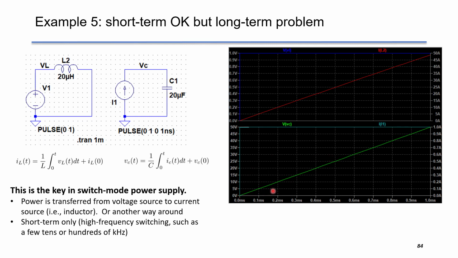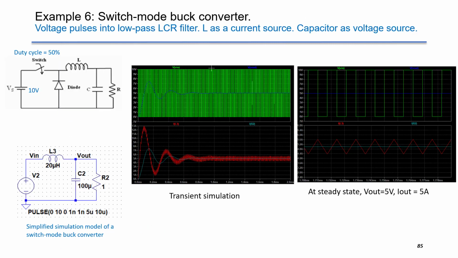For short term, it should be okay, but as time goes by, the values of the inductor current and the capacitor voltage will go up and become unrealistic. So for short term, this is okay. This is the key point in the design of switch mode power supply. That means the power is transferred from either voltage source to current source or from current source into voltage source in short term. In short term, that means this is high frequency switching, such as a few tens of kilohertz or hundreds of kilohertz.